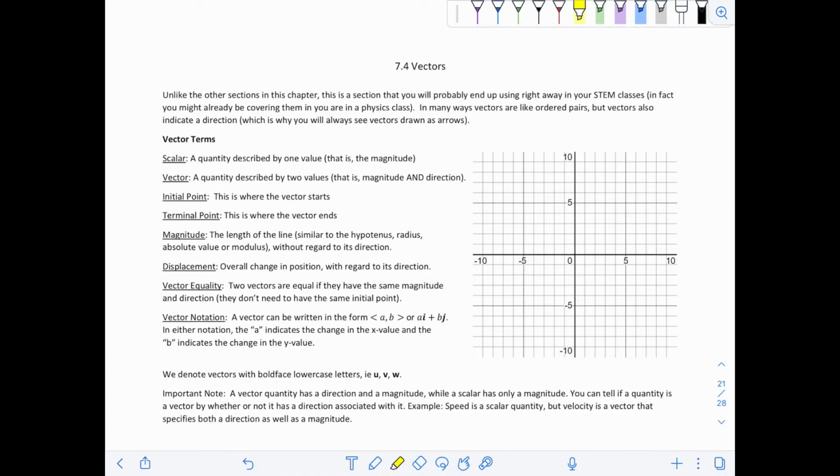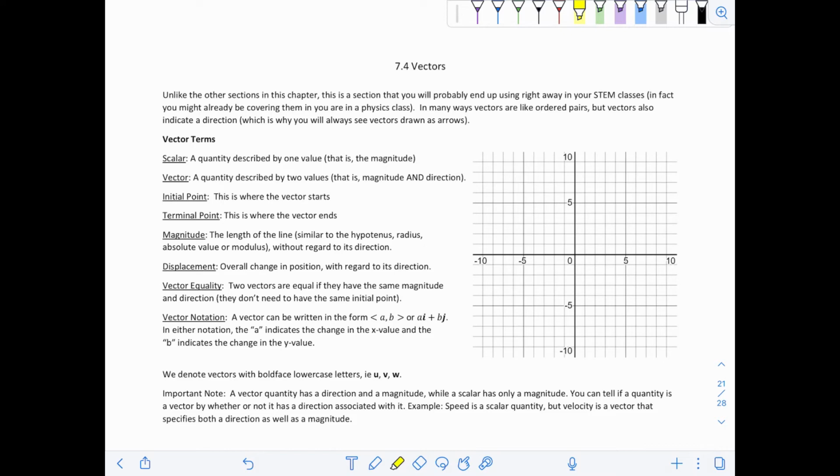Now we're to the last bit of material that we're going to cover in this trigonometry class. So we still have two more sections left, section 7.4 and 7.5, but they're both about something called vectors. The thing about vectors is that this is actually a topic that you might see sooner than some of the other ones that we've looked at in chapter 7.